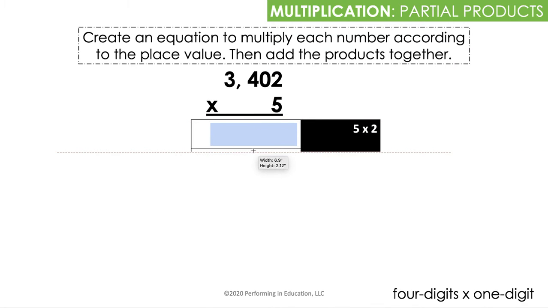So the first step is 5 times 2, and 5 times 2 is 10. So we're going to write 5 times 2 equals 10. So our first partial product is 10.